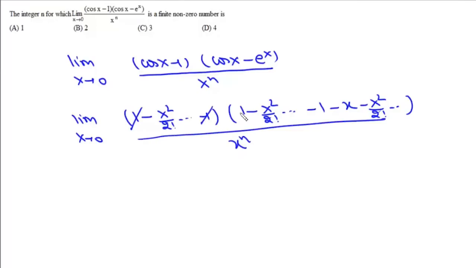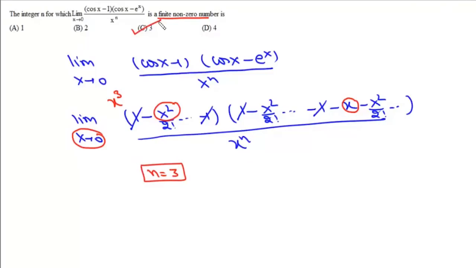Now 1 will cancel and here also this 1 will cancel. Now for this limit to have a finite non-zero answer, the minimum power of x in the numerator must be the same as the minimum power of x in the denominator, as this is limit x tends to 0. Now the minimum power in the numerator will be this x square getting multiplied with this x. So in the numerator, the smallest power of x is 3. So in the denominator also, the smallest power must be 3. That is the value of n, it should be 3, and that's your option C.